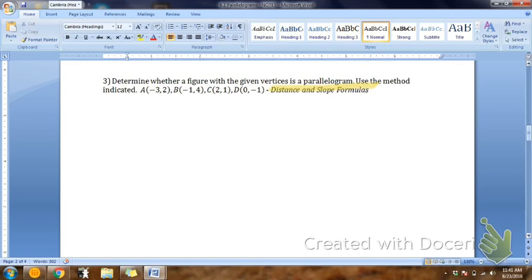If they're telling you which method to use, we are checking to see if one pair is both parallel and congruent. Now, if that just said distance formula, that means we would be checking the distance 4 times. So the first thing to do is what, do you think? I don't know which pairs go together, so what should I be doing? Drawing a picture. We should be plotting all 4 of these points, and you know how to plot points.